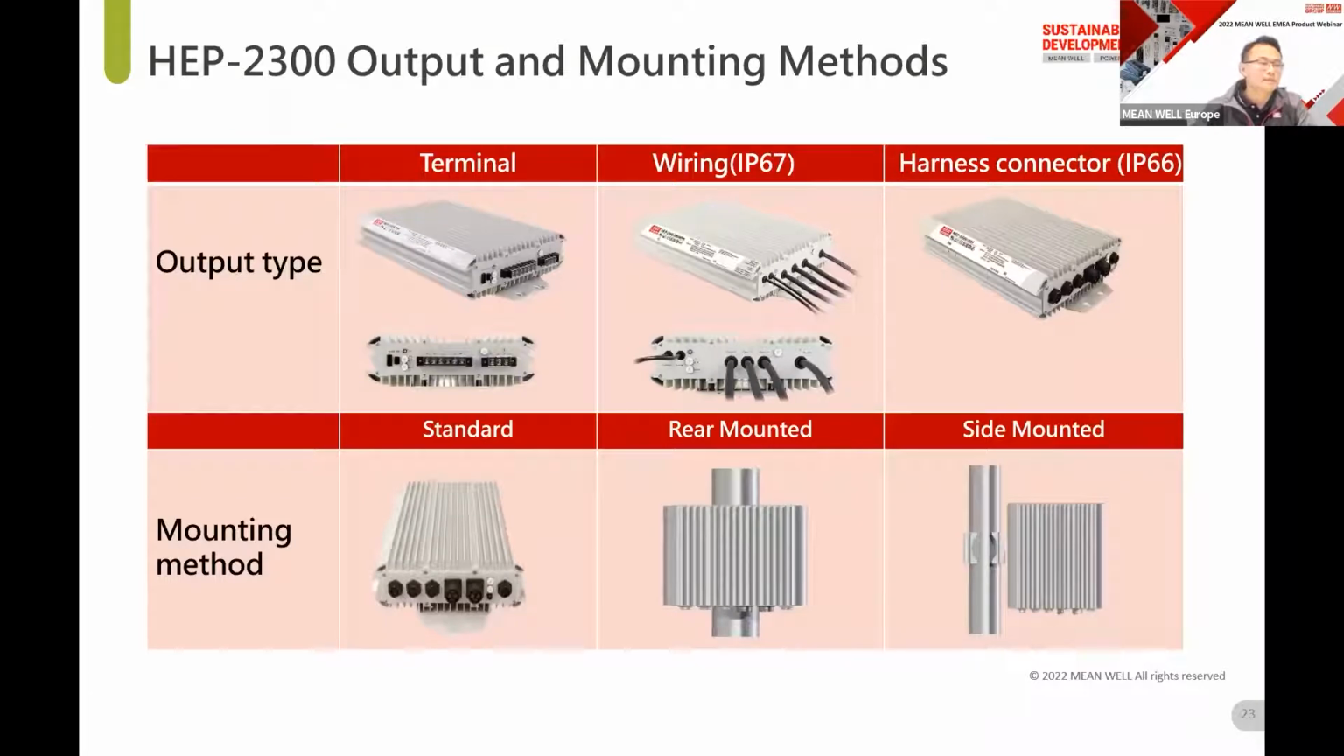We can see from this slide, HEP has various output types available: terminal type, wire type, and connector type. For the mounting method, you can choose either to place the HEP horizontally, or rail mount, or side mount on the payload. The mounting accessories are available as well. Please contact our sales if needed.